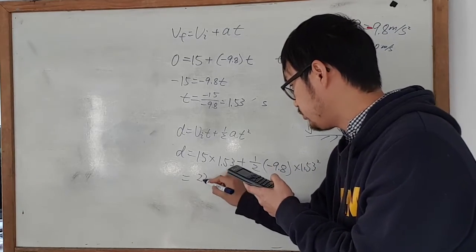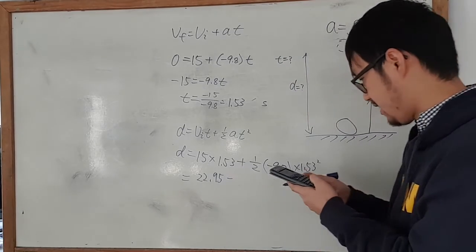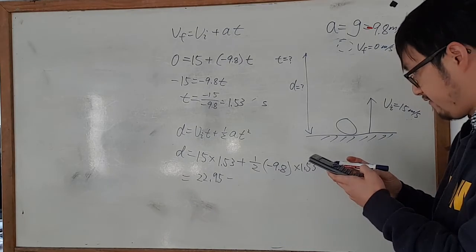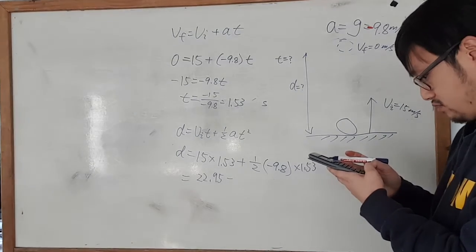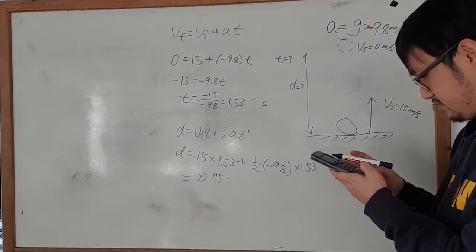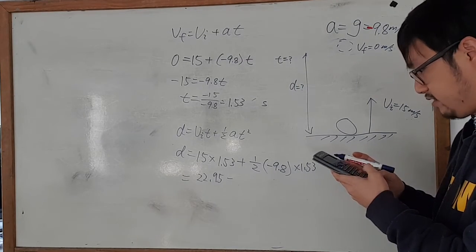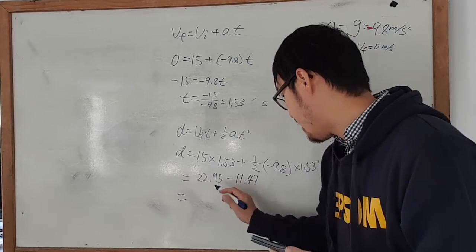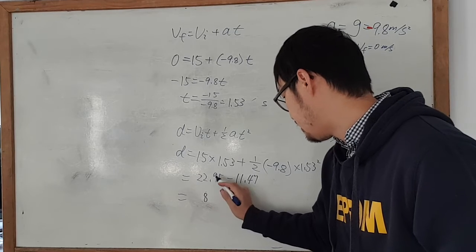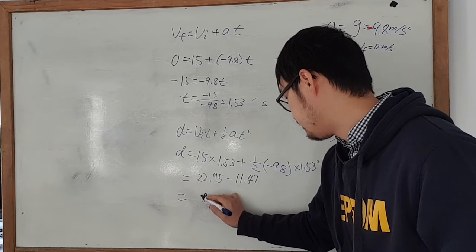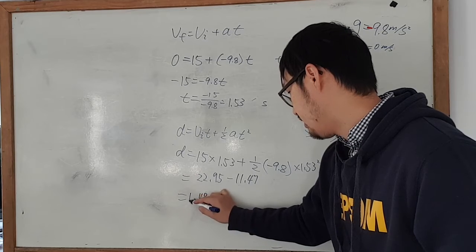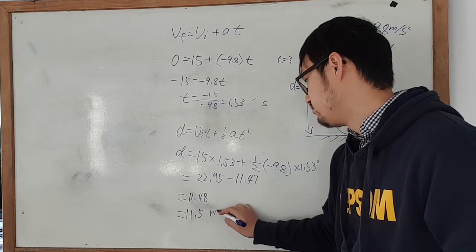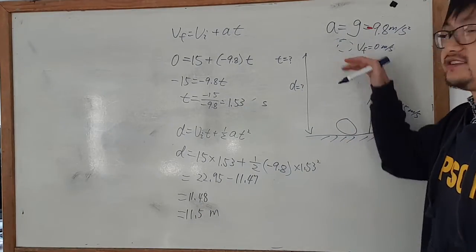That becomes 22.95 minus 9.8 times 0.5 times 1.53 times 1.53, which is 11.47, so the answer is about 11.48. I'm going to give it as 11.5 meters. So that's how far this thing is going to rise.